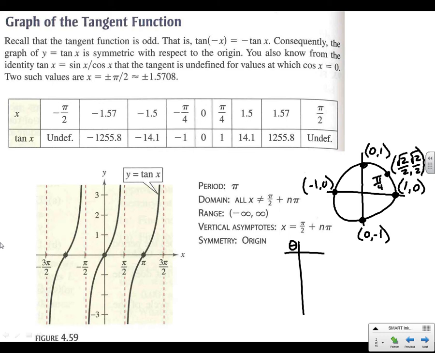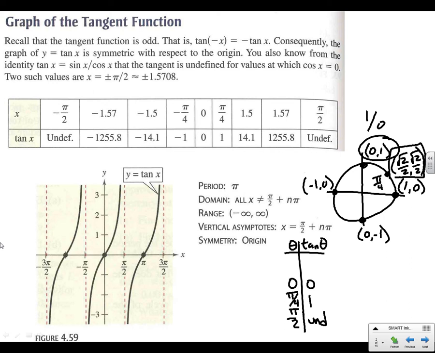So let's take a look at what we would get if we did a t-table here, right? If our theta starts out at 0 degrees, we're going to have 0 divided by 1 for tangent. Using this point here, 0 divided by 1 would be 0. What if we went up to this point here? If we were at pi over 2, then we have 1 divided by 0, and that's undefined. Can't do that. At pi over 4, that's the other important point we've added on here, that's going to be 1.